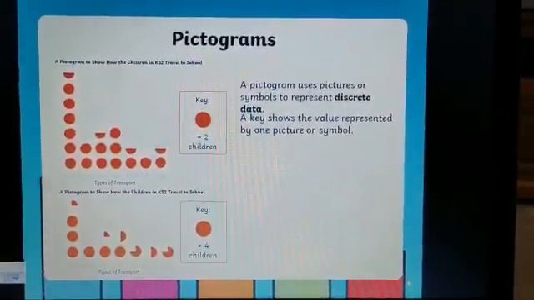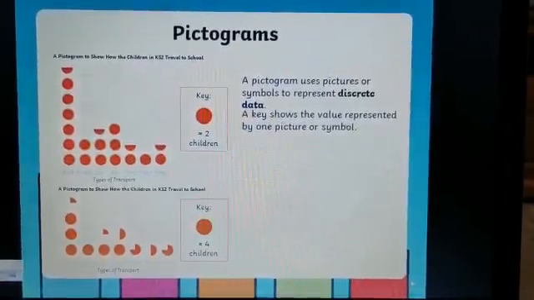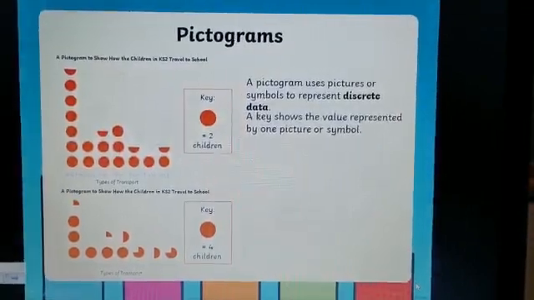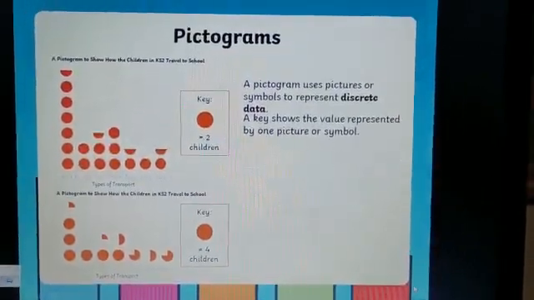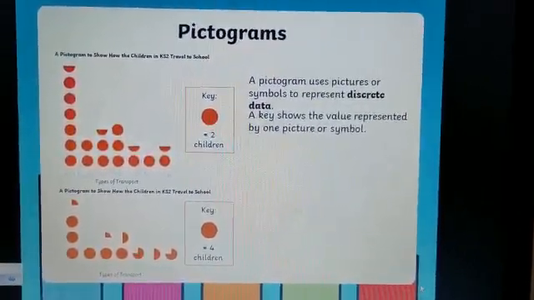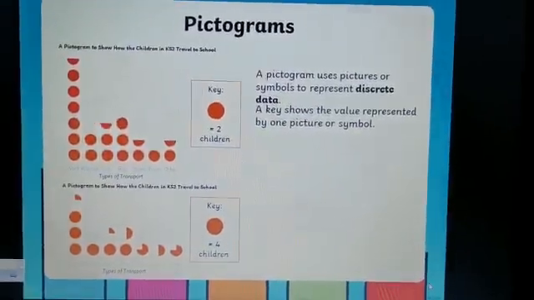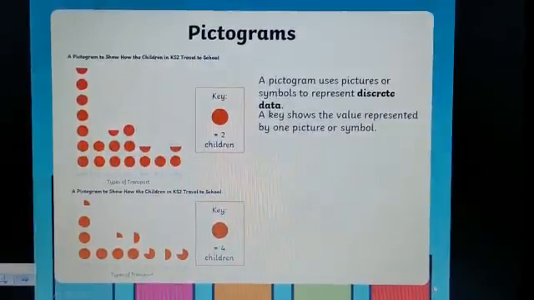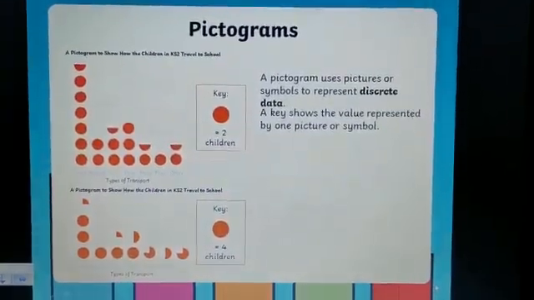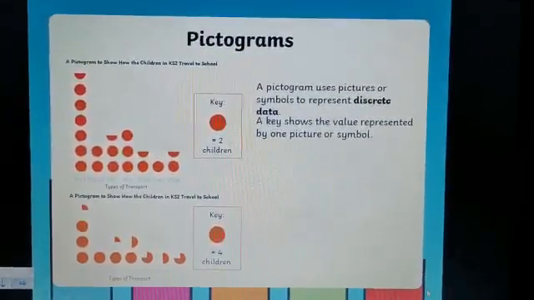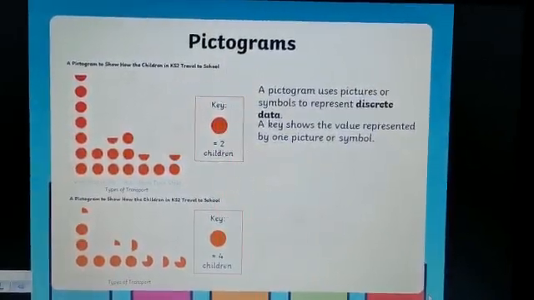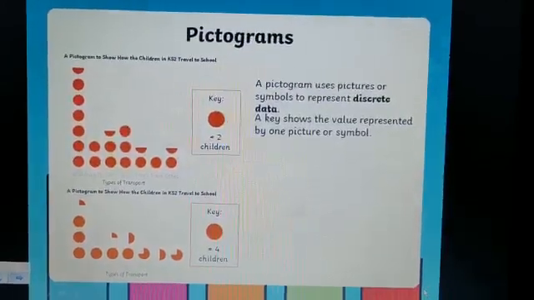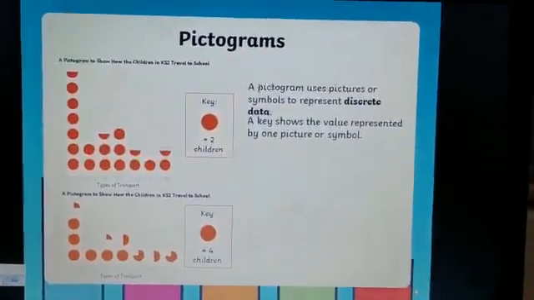So in the top one, you can see that the key means every circle is equivalent to, which means the same as, 2 children. But in the bottom one, the key for one circle is equivalent to, which means the same as, 4 children. So that is why, even though those two graphs show the exact same information, they look different, because the value of their picture is different.